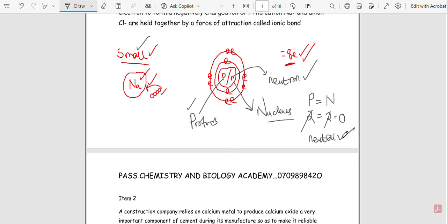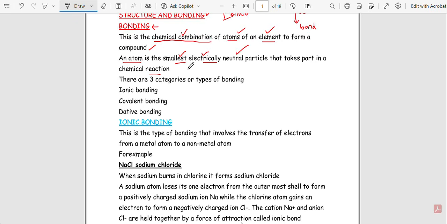Okay, so I think that one is first solved. We started by saying an atom is the smallest electrically neutral particle of an element. So this atom that I have drawn is for an element, a specific element. You give it a name. It is of an element, which can be sodium, can be magnesium, and so many others. That takes part in a chemical reaction. That I explained very well. During a chemical reaction, it is this atom that is going to be involved. Okay, hope that is okay.